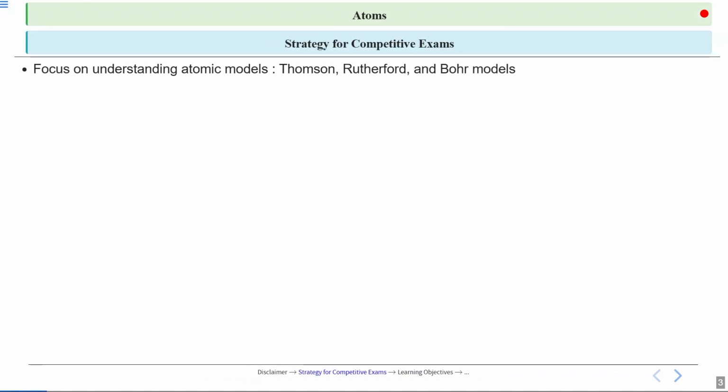So let's start by focusing on different atomic models that scientists have developed over time. We will look at the Thomson, Rutherford and Bohr models. Each model tried to explain what atoms are made of and how their parts are arranged.